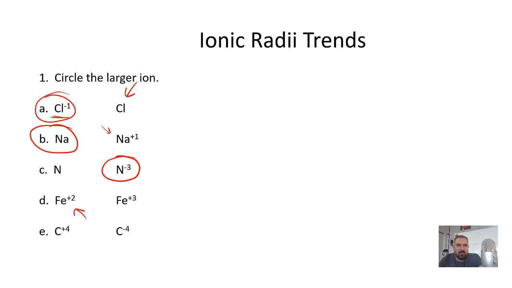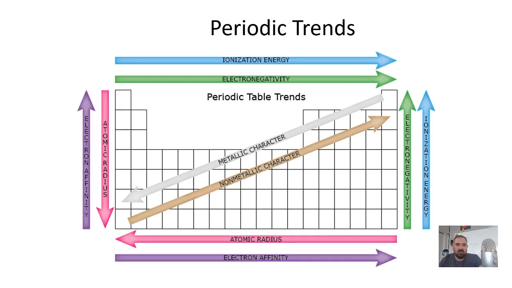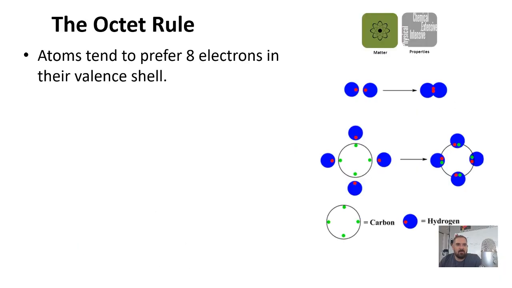Here with iron, iron lost 2, and then over here it lost 3. So this one's going to be the larger of the two. And then here we have C plus 4 and then C minus 4. Minus 4 gained the electron, so it's going to be the larger of the two. Let's keep going. Don't worry about any of this.